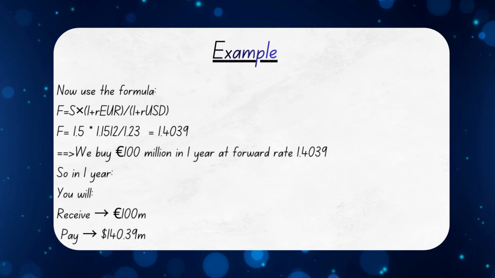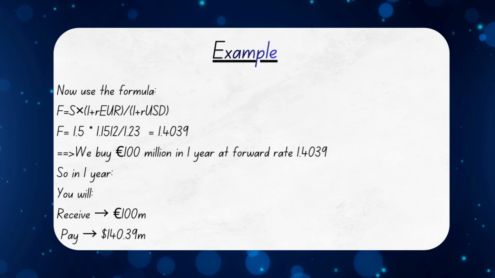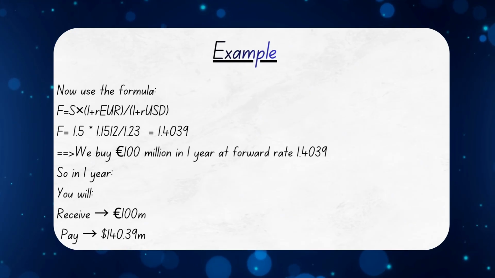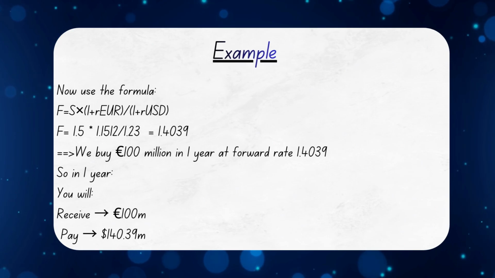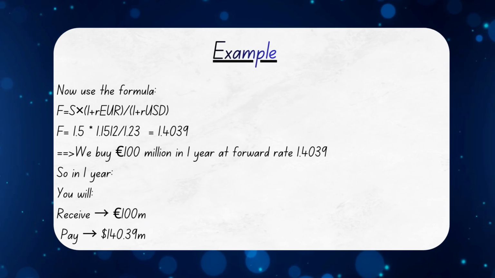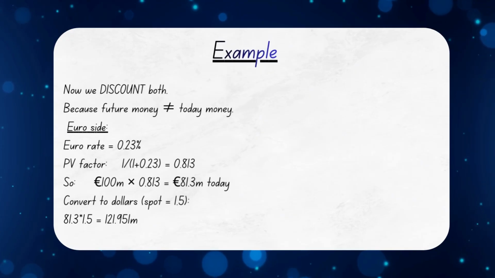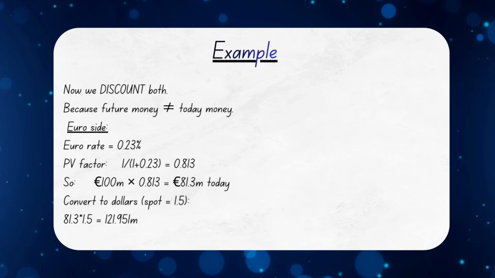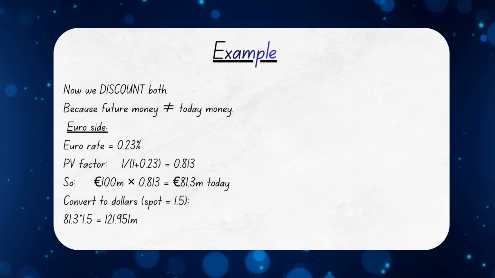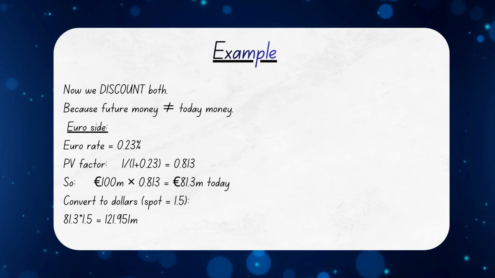Now we price the forward using the formula F equals S times (1 plus R euro) divided by (1 plus R dollar). Plugging in the numbers gives us 1.5 multiplied by 1.1512 divided by 1.23 equals 1.4039. So after 1 year, we receive 100 million euros and pay $140.39 million. But future money is not equal to today's money. So we must discount both sides back to present value. On the euro side, the rate is 0.23%. The PV factor becomes 1 divided by 1.23, which is 0.813. So 100 million euros today is worth 81.3 million euros, or $121.95 million at spot.